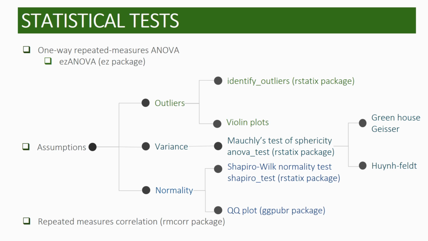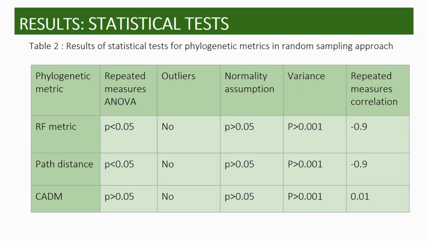Okay, so far I've described the methodology, and here onwards I'm presenting the results of the statistical test. According to the values of repeated measures ANOVA, Robinson-Foulds metric and path distance metric have a statistically significant difference in phylogenetic accuracy at each level of the backbone tree, and congruence among distance matrices has no significant difference.